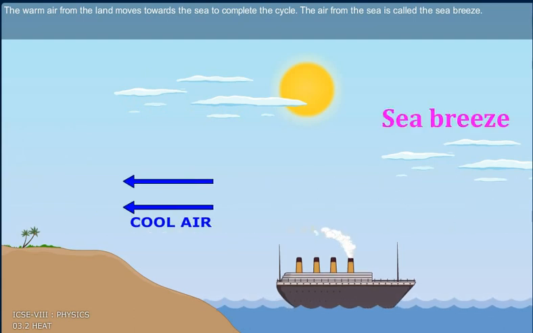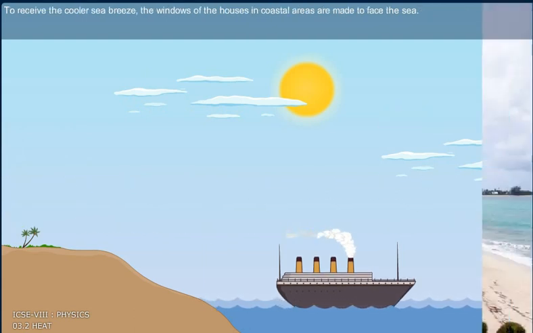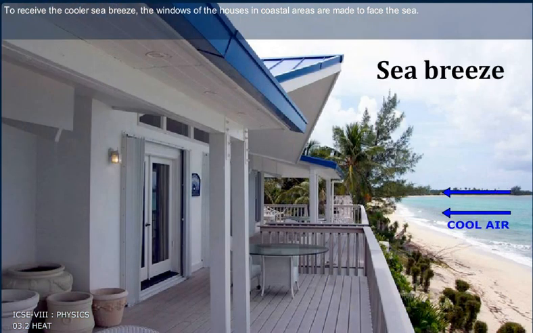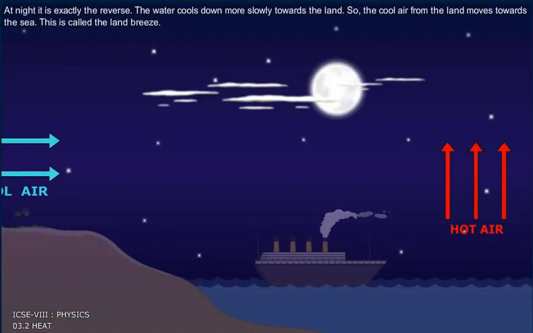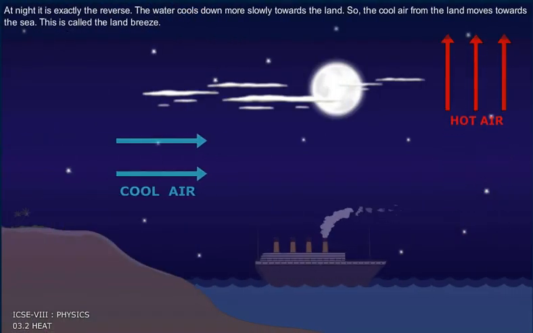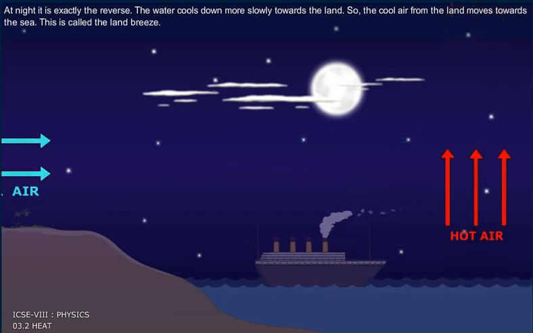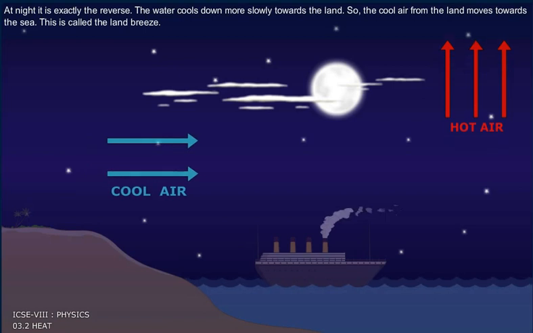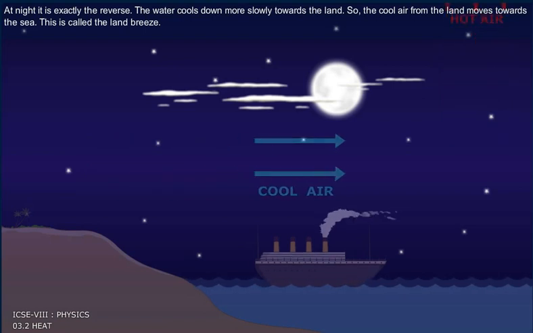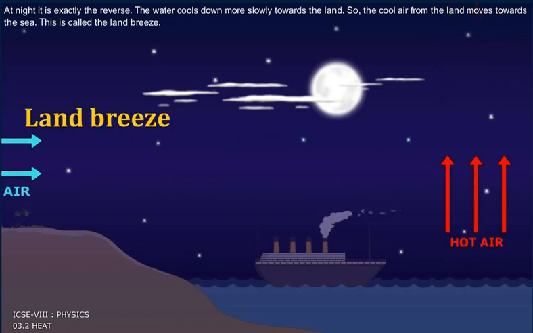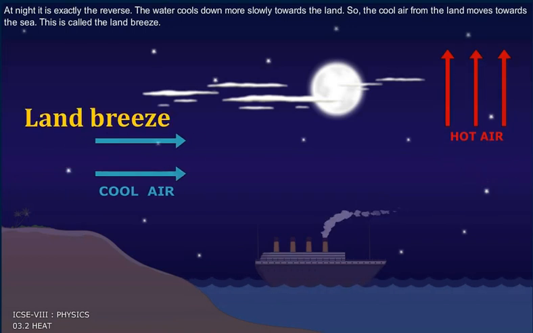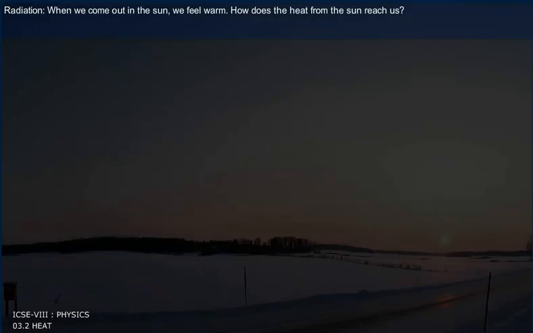The air from the sea is called the sea breeze. To receive the cooler sea breeze, the windows of the houses in coastal areas are made to face the sea. At night, it is exactly the reverse. The water cools down more slowly than the land. So, the cool air from the land moves towards the sea. This is called the land breeze.